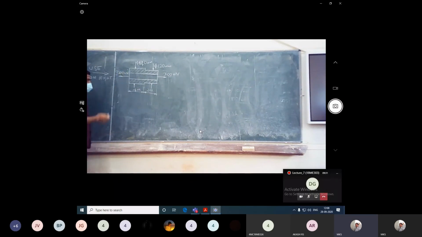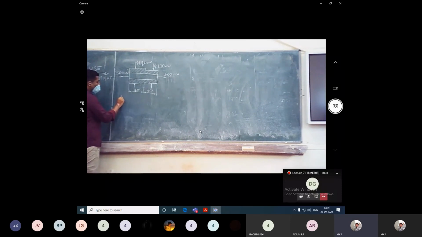So it is a simple problem. The only thing is the diameter is different. It is hollow. You need to take, instead of pi by 4 d square, pi by 4 into capital D square minus small d square, the outer diameter and inner diameter. So what you need to find?